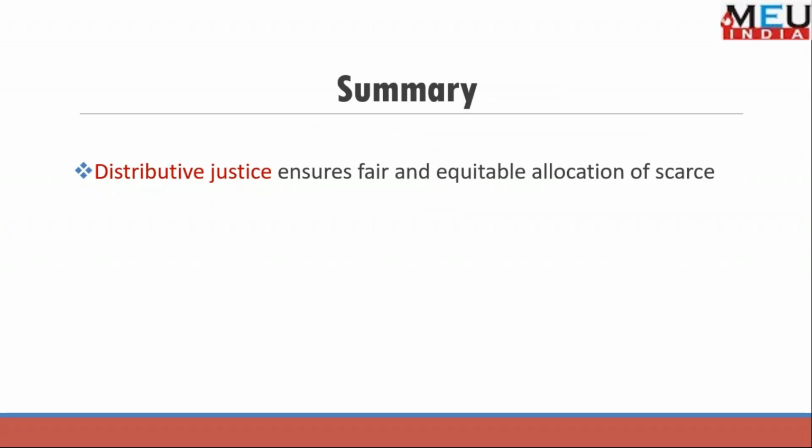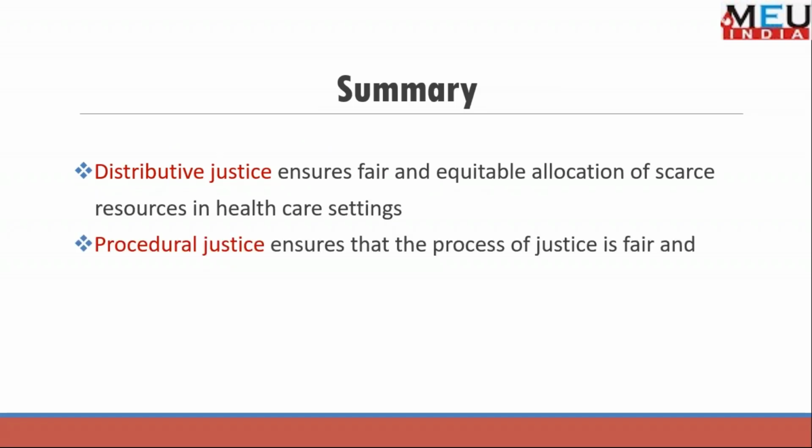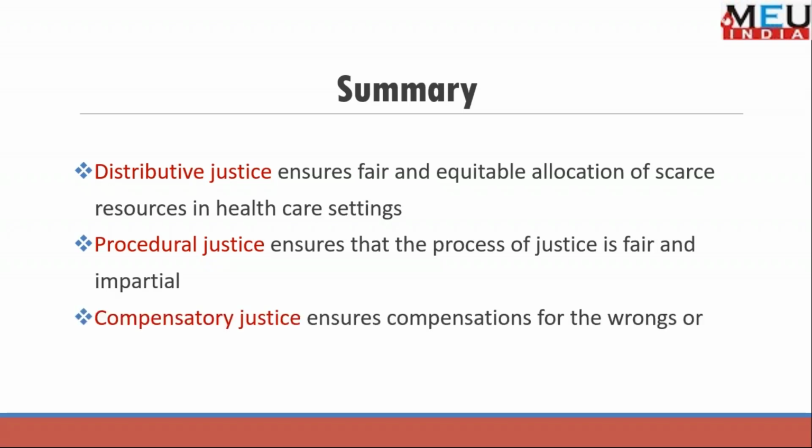So to summarize, distributive justice ensures fair and equitable allocation of scarce resources in healthcare settings. Procedural justice ensures that the process of justice is fair and impartial, and compensatory justice ensures compensation for the wrongs or harms done. This is the summary of justice. All right, so I hope you've understood equality. What is the difference between equality and equity? What are the different types of justice, the three types? And in distributive justice, the various concepts of justice.